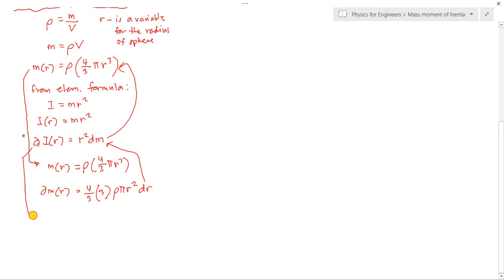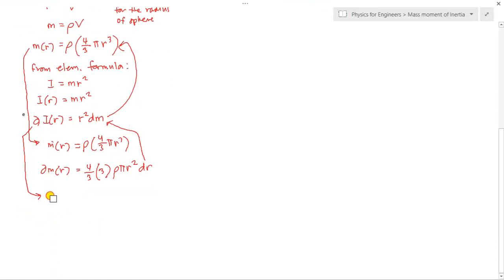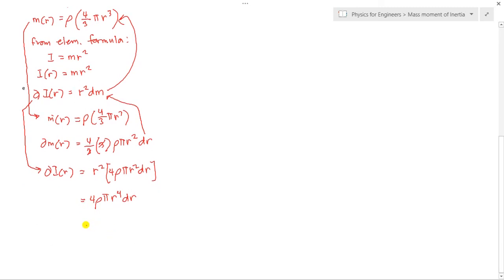So to continue, therefore we can say that the derivative of our inertia is equal to r squared multiplied by the derivative of mass, which is 4 rho pi r squared dr. Okay, then combine like variables, so that is 4 rho pi r to the 4th dr. Okay, the next is we're going to take the integral on both sides so that we remove the derivative.